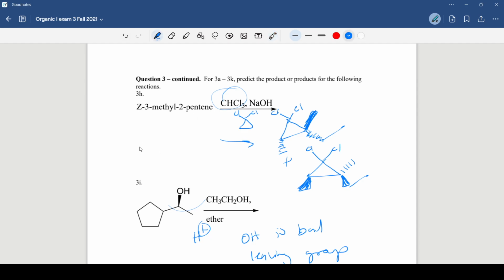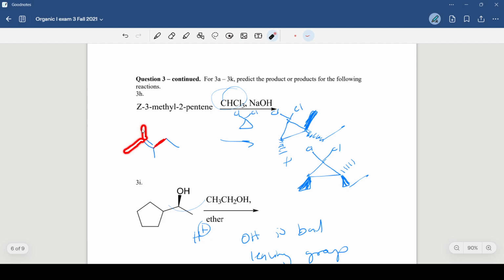So pentene, that's going to be 1, 2, 3, 4, 1, 2, 3, 4, 5. Okay, so 3-methyl. I'll just put it here. Yeah, 3-methyl and 2-pentene. So that means the 2 is going to be here. Okay, so it says Z. That means that the two biggest groups have to be on the same side. So here would be the biggest group. I'm going to just highlight that in a different color. It's this one, right?